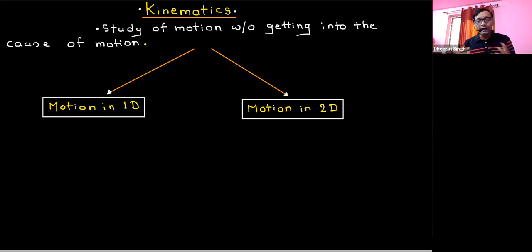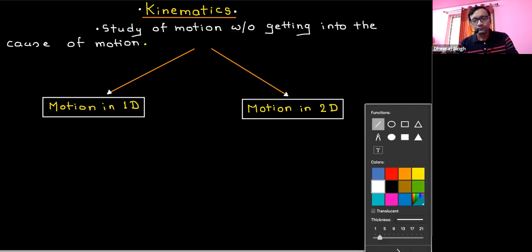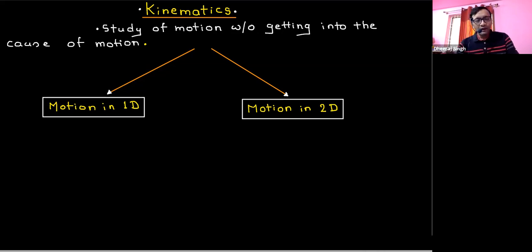So we need to study it in a much broader fashion and understand all the finer nuances that are there in the motion in 1D chapter. Okay. So motion in 2D, since it is chapter number 2, we'll not talk about it much right now. So motion in 1D can be classified into three parts.